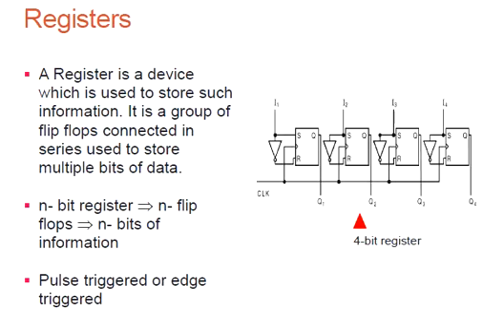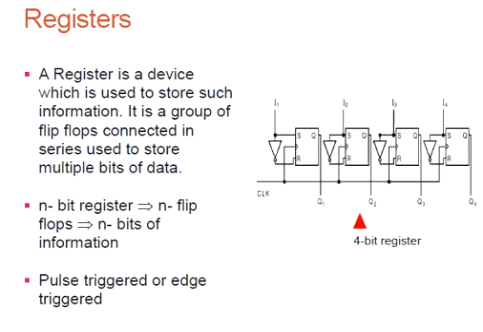Basically, it is a group of flip-flops connected in series used to store multiple bits of data. So if you want to store n-bit information, we need to use an n-bit register, which needs n flip-flops. If you want to store 2-bit data, we need 2 flip-flops. If you want to store 4-bit data, we need 4 flip-flops.